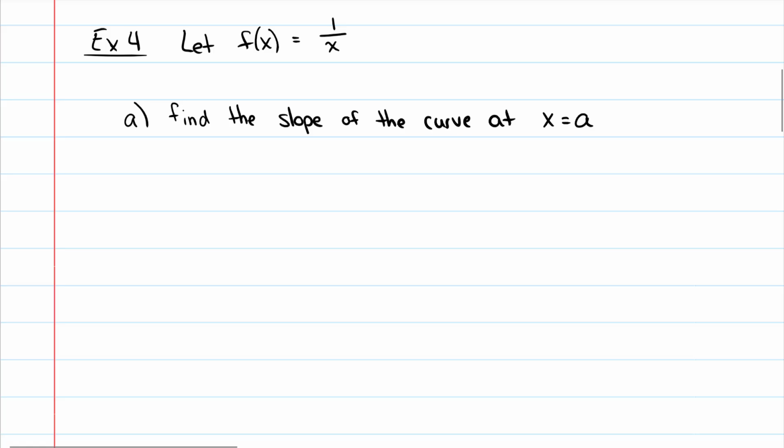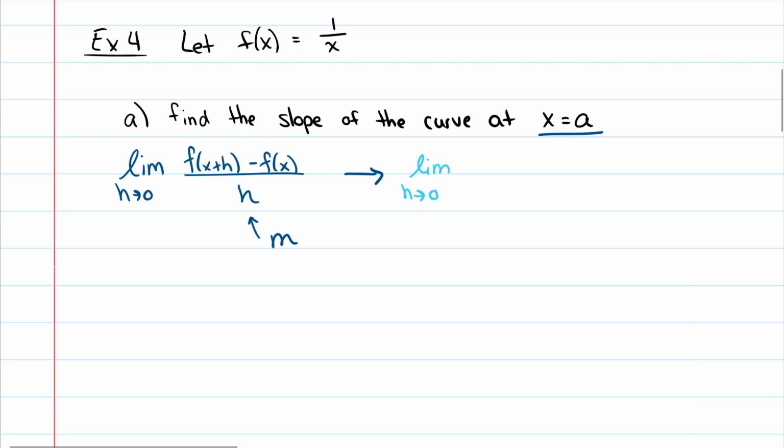So in example 4, we're going to let f of x equal 1 over x. And for part A, we're going to determine the slope of the curve at x equals a. So recall that the limit as h approaches 0 of f of x plus h minus f of x, all divided by h, is going to give you the slope. But in this problem, we're going to let x equals a. So this is now going to become the limit as h approaches 0 of f of a plus h minus f of a, all divided by h.